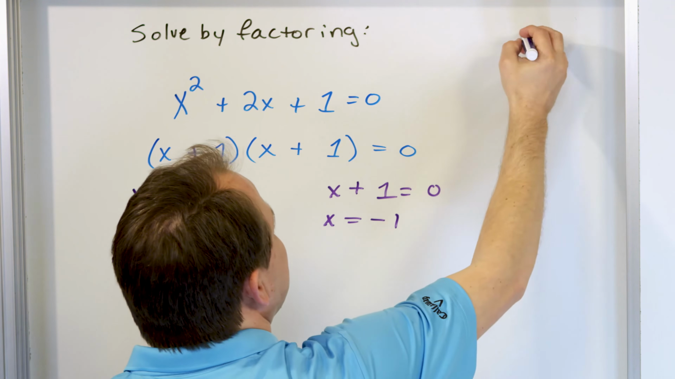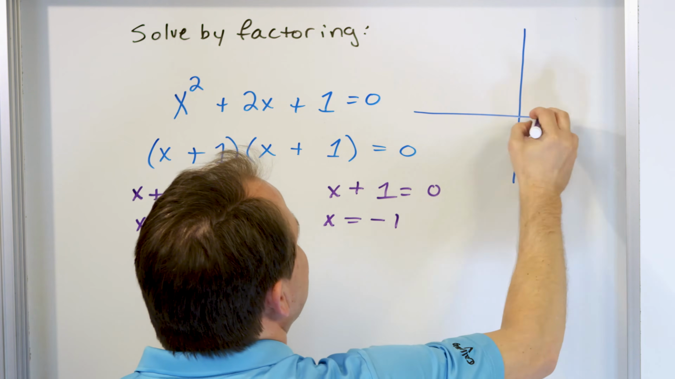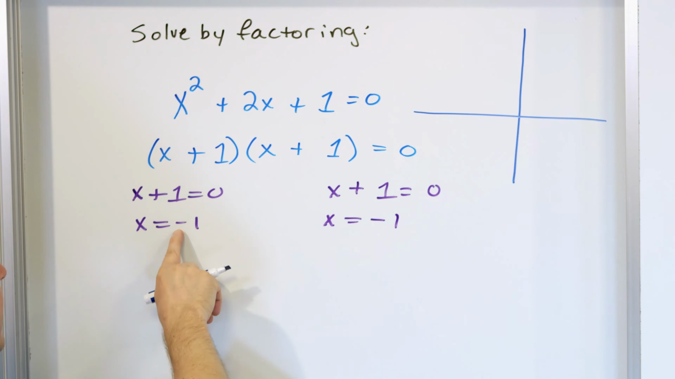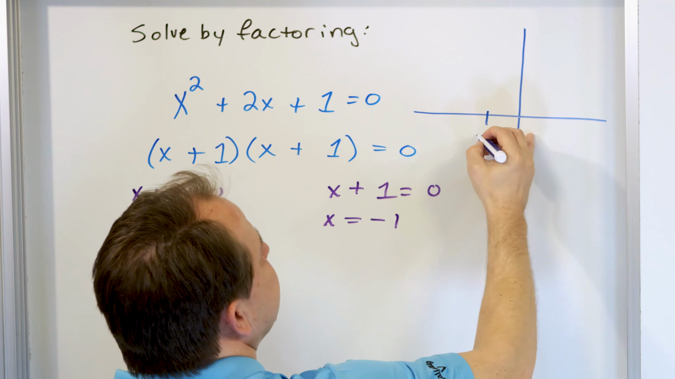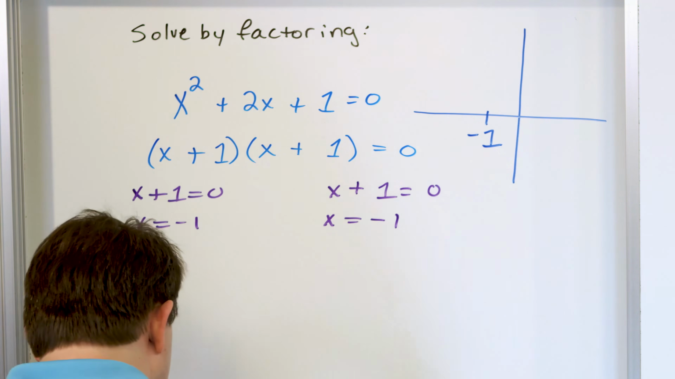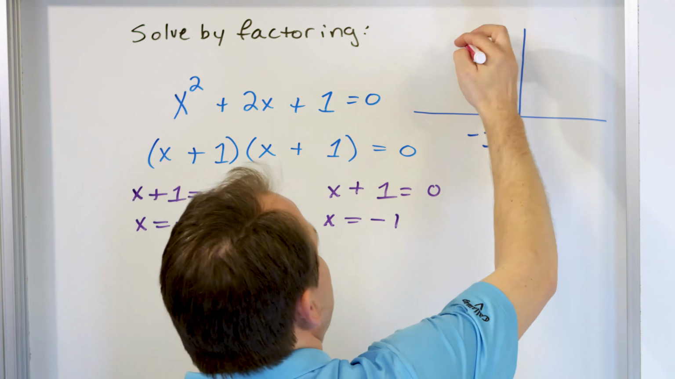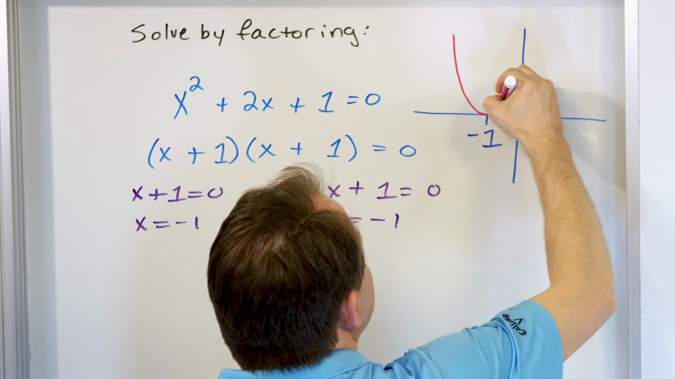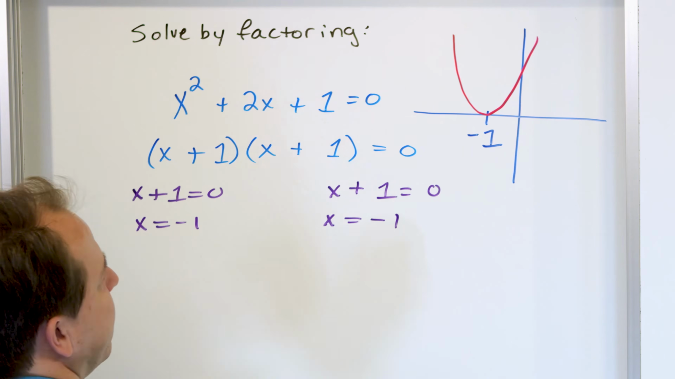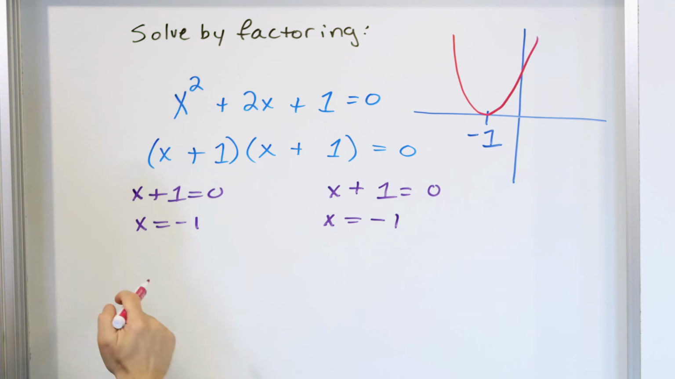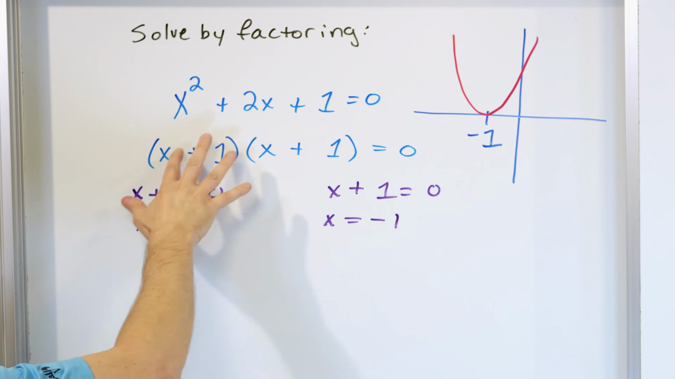Let me just go over and draw on the side here. If we were to draw this, we're saying that this has a root at -1. -1 is somewhere here. And that means that the graph of this, if you were to draw it, would go down and then touch and then go up, something like this. So I have a double root right at this point, right? But the point is that we learn how to solve this by factoring.